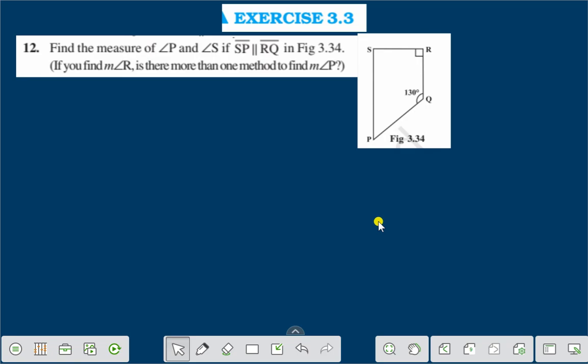Hello everyone. Today we shall discuss exercise 3.3 question number 12. Question number 12 is: find the measure of angle P and angle S if SP is parallel to RQ in figure 3.34. If you find the measure of angle R, is there one method to find the measure of angle P?